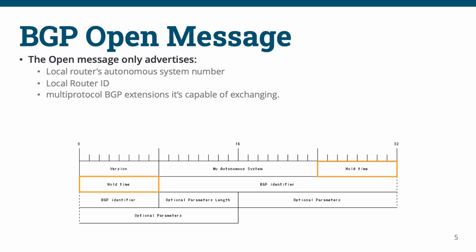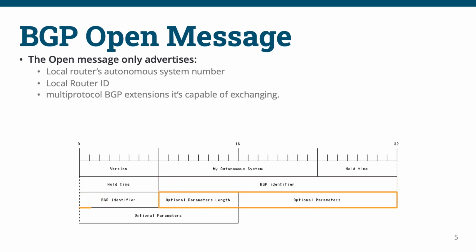The lower of the two hold times is the one that will be used for the BGP session if they are different. The following 4 octets is a field labeled as the BGP identifier and is the local router's configured router ID. This is typically the loopback address of the router. However, a different router ID may be configured in Junos.